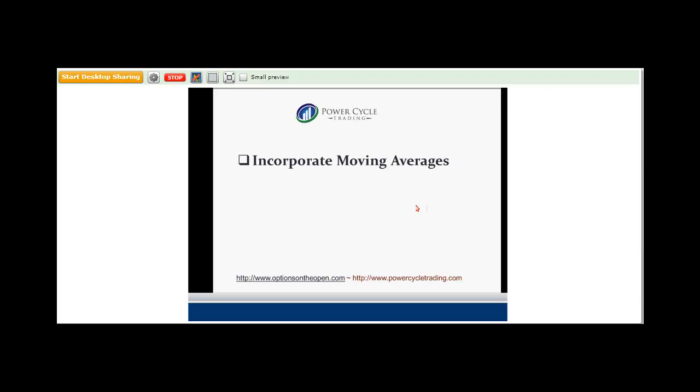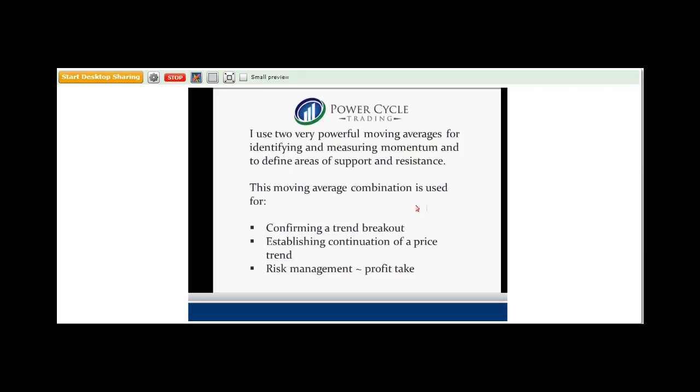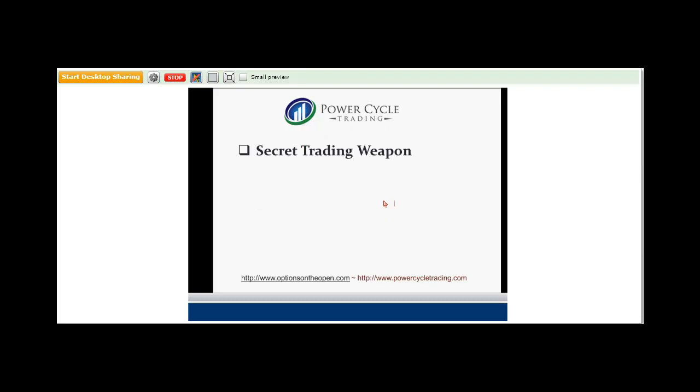So the other thing that we incorporate within our trading model is moving averages. These are very important to help you identify and measure momentum and define areas of support and resistance. So this combination will help you to confirm trend breakouts, establish continuation of a price trend, and also help you with your risk management and profit taking. So we incorporate that to do all three of these functions, and it really helps depending on the type of moving averages that you use, and we've established a couple that we really like.